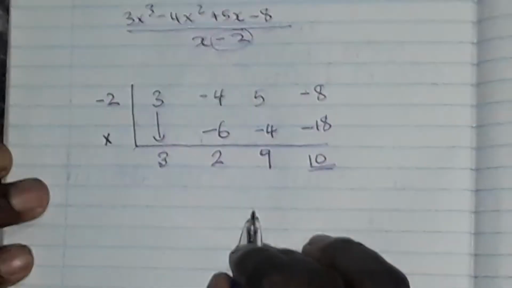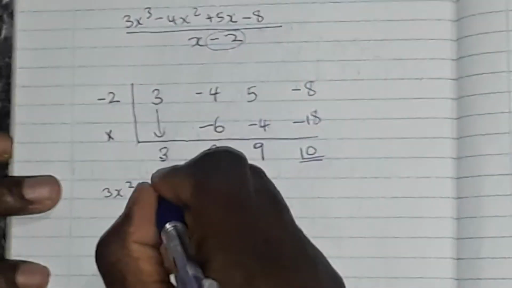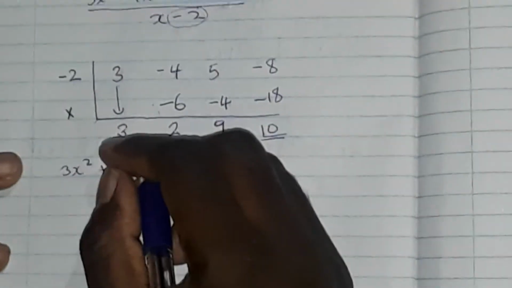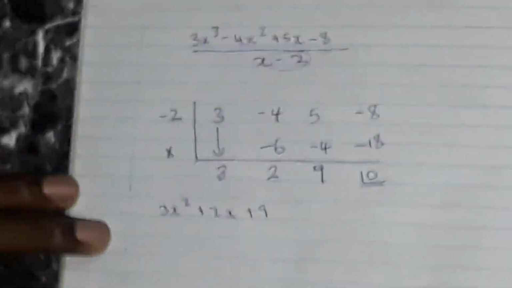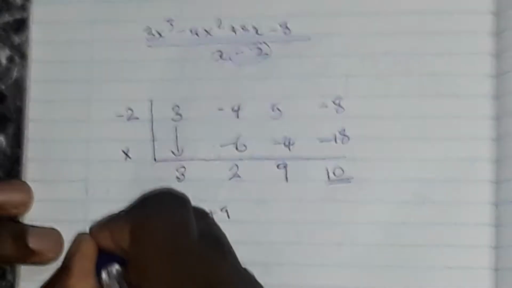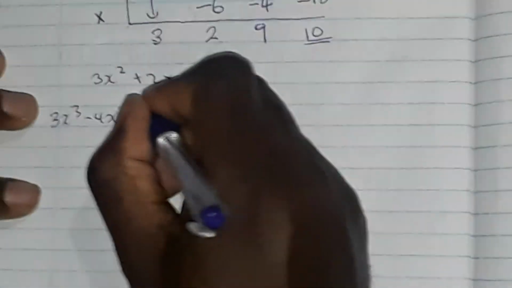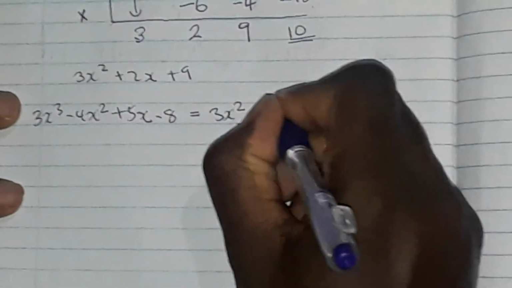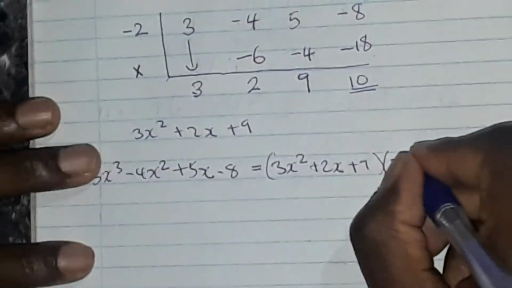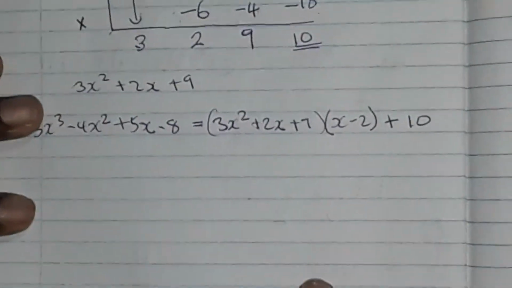So let's rewrite our answer. This is actually our quadratic equation, so this would be 3x squared plus 2x plus 9. To rewrite our answer now, we get 3x cubed minus 4x squared plus 5x minus 8 is equal to 3x squared plus 2x plus 9 times the factor x minus 2, plus the remainder 10. And that would be our answer.